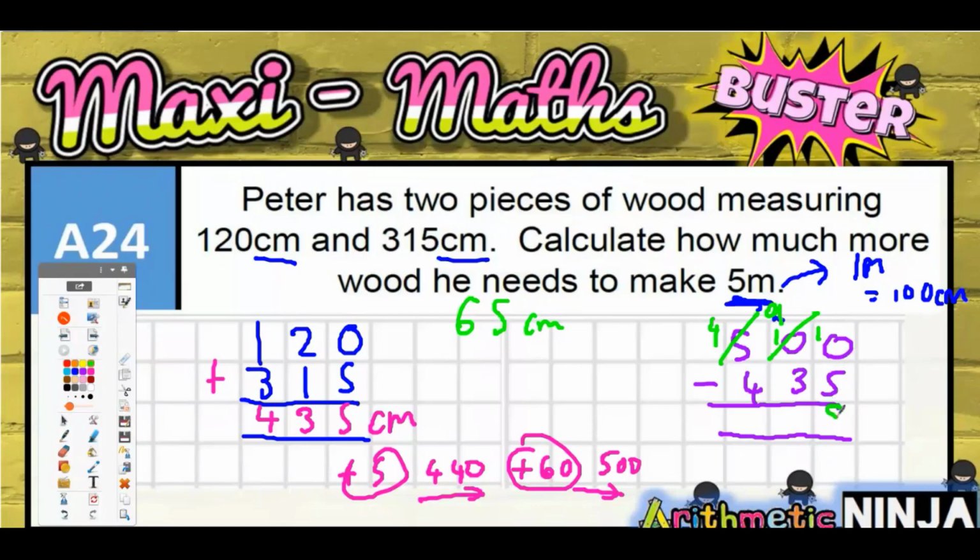10 take away 5 is 5. 9 take away 3 is 6. 4 take away 4 is nothing. So we're left with 65. And because we changed it into centimeters, it's 65 centimeters.